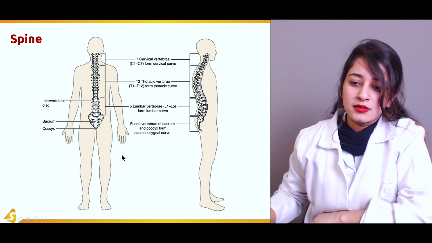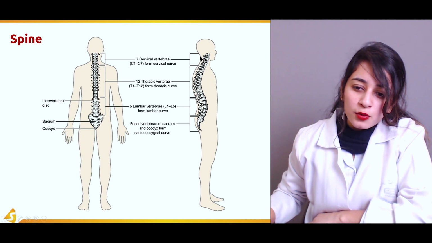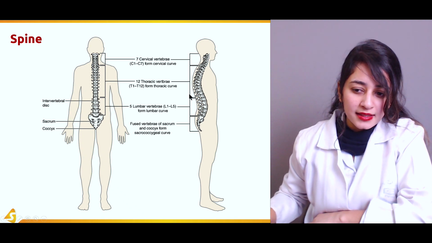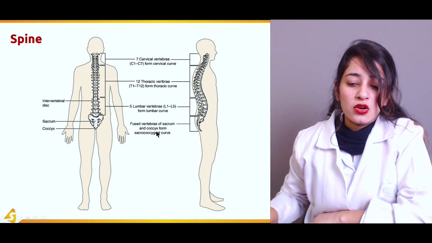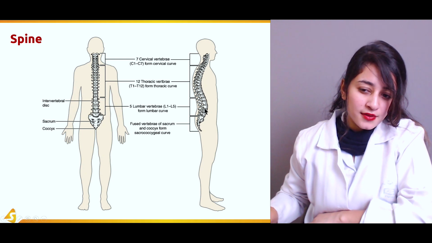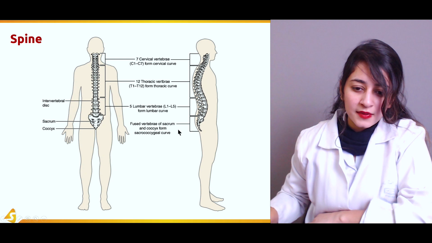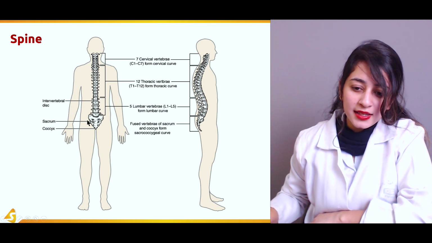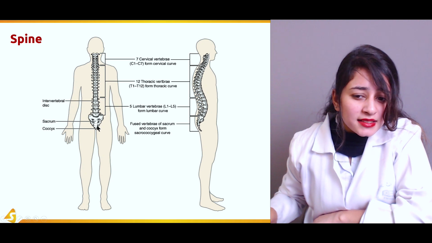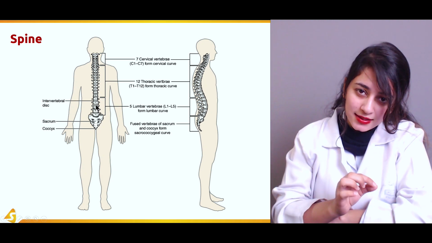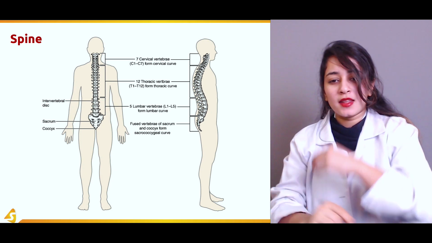This is your spine, as shown in this diagram. The first 7 are cervical. Then up to this point we have T1 to T12, the thoracic vertebrae. Then we have 5 lumbar. Then we have the fused vertebrae of the sacrum and coccyx, forming the sacrococcygeal curve. So there's a curve, which is more prominent in this one. Up to here we have the sacrum, and then the coccyx at the end. These white lines are the intervertebral discs present between the vertebrae.